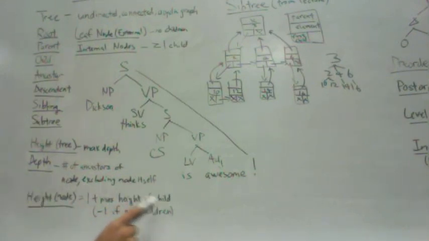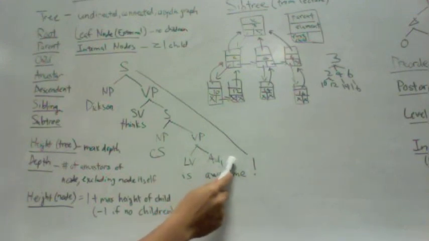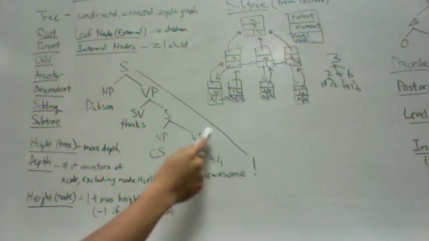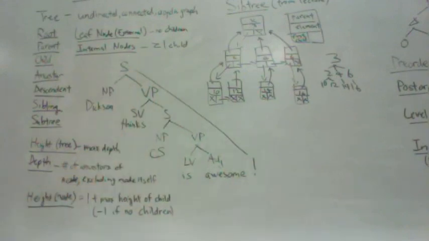It's 1 plus the maximum height of a child, or -1 if there's no children. So obviously the height here is 0, but if you keep going, you have 1, 2, 3, and a height of 4. So it's kind of inverted.